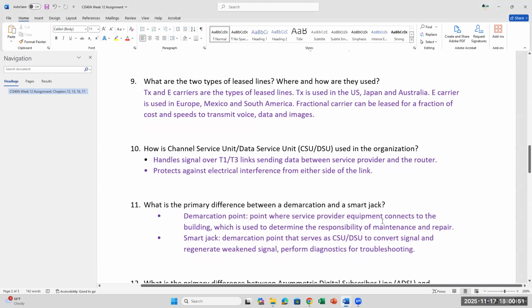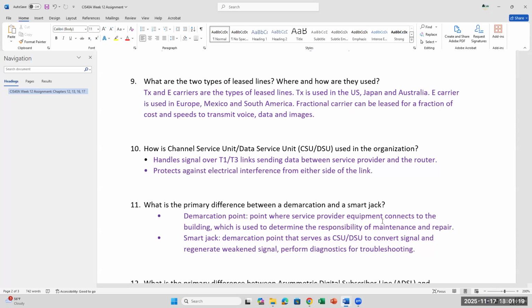So we talked about TX and E for the lease line. And then for number 10, it says, how is channel service unit, data service unit? We talked about this before, your CSU and DSU used in an organization, in a business. We would use the CSU and DSU to handle T1 or T3 links. So that way data can be sent between service provider and router.